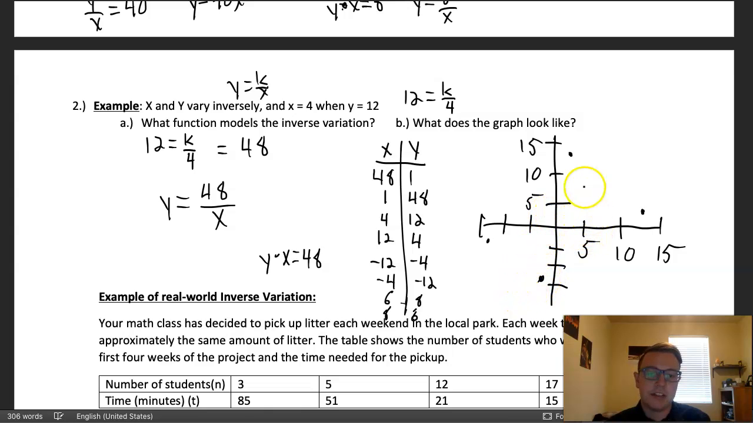Then we also know we have the value 6, 8, and we have the value 8, 6, as well as the negative versions, right? Because negative 6 times negative 8 equals 48 as well. So we're going to go out to negative 6, negative 8, and negative 8, negative 6. So it looks like we have two separate curves here. If we draw them in, we have one curve that looks like this, and another curve that looks like this. So that's what our graph looks like.